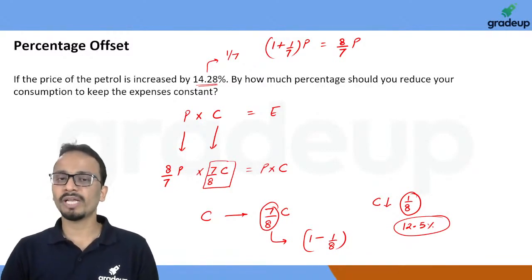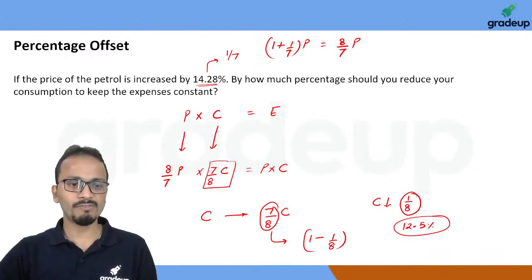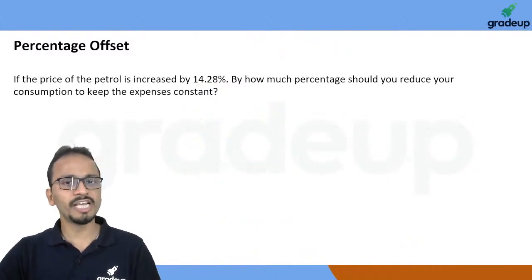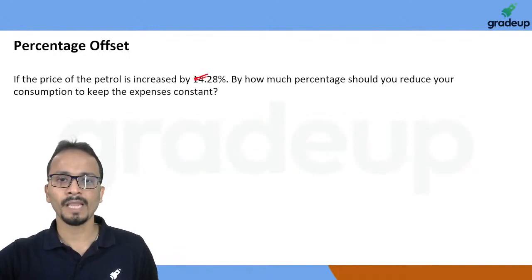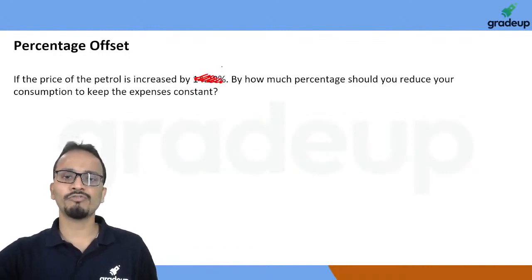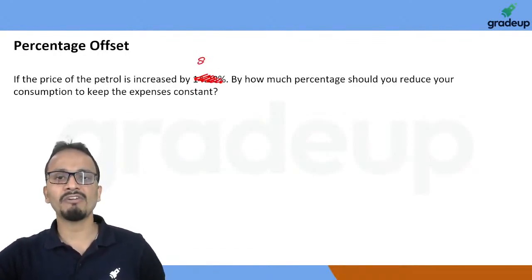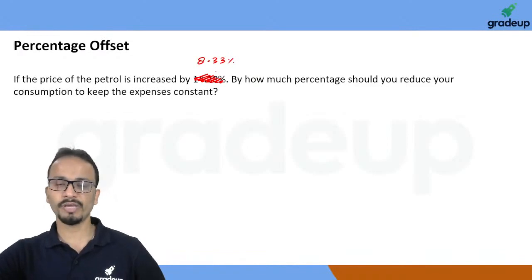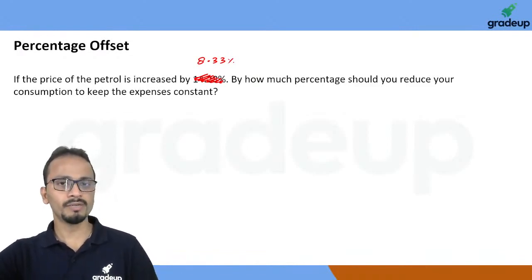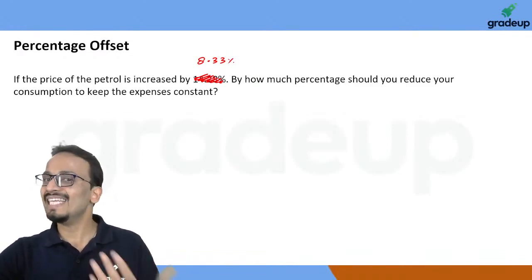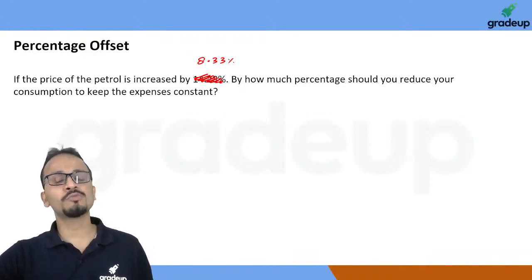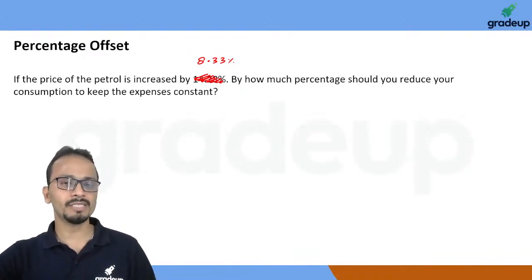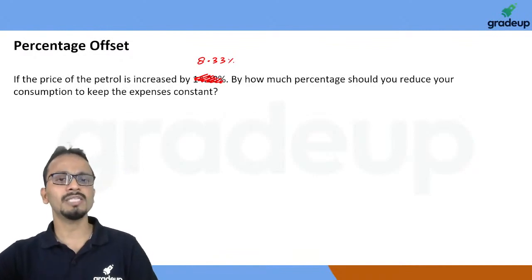Let's take one more example. Let's have a look at one more example, where I'll just change the values. Let's say instead of 14.28, I have 8.33. It is important to remember these percentage equivalents of fractions. If you don't remember, either you will leave this question or you will end up spending more than a minute, probably 2 minutes, on this easy question.